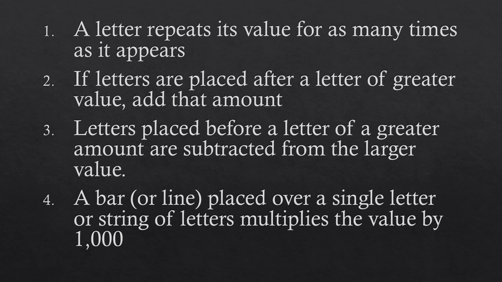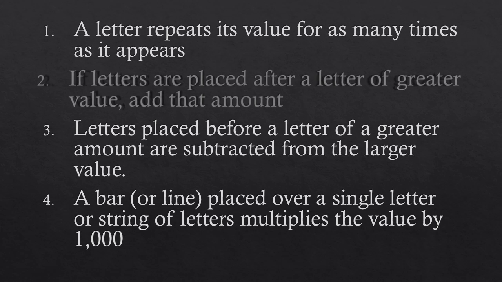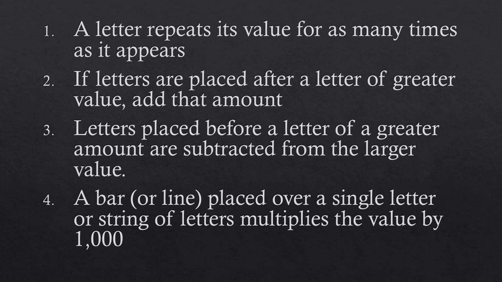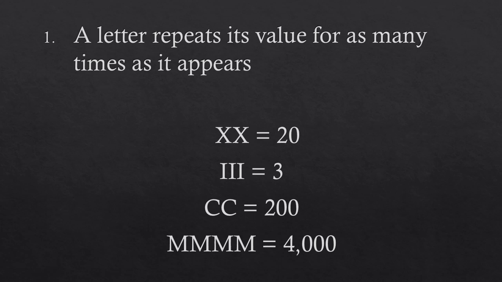There are 4 basic concepts to Roman numerals. First, a letter repeats its value for as many times as it appears. Second, if letters are placed after a letter of greater value, add that amount. Then, letters placed before a letter of a greater amount are subtracted from the larger value. And finally, a bar or line placed over a single letter or string of letters multiplies the value by 1000.